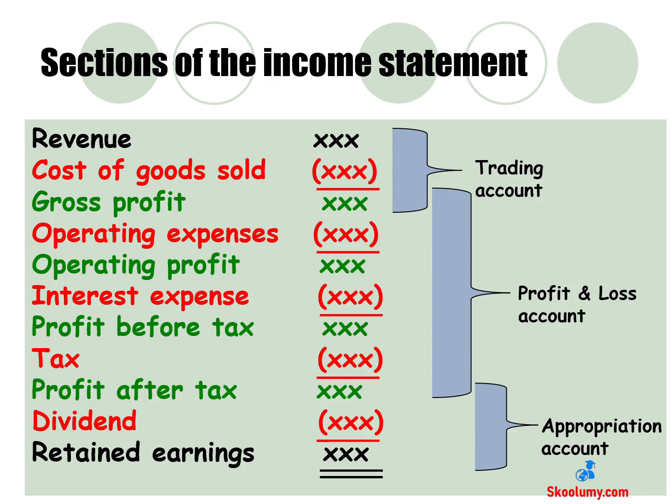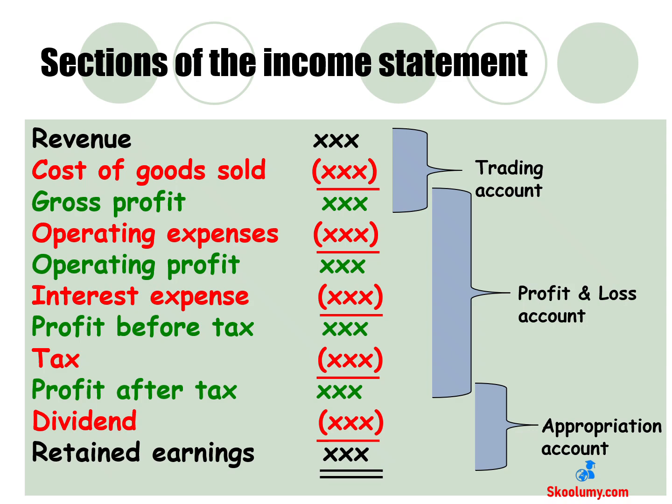The profit and loss account is where the operating profit, profit before tax and profit after tax are calculated. Gross profit minus operating expenses produces the operating profit. Operating profit minus interest expense is profit before tax. Profit before tax minus tax is profit after tax.